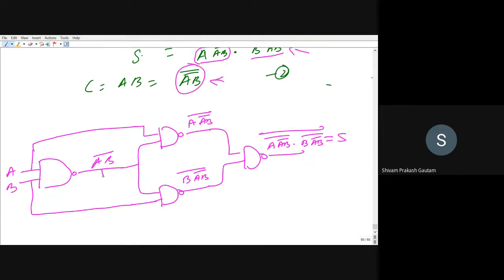Now we have to make carry as well, that is (AB)bar. You can see here we are getting (AB)bar, so you can short the input of a NAND gate and get carry. This will be (AB)bar bar, that will be AB. This is the circuit using universal gate, specifically NAND gate, and we have implemented half adder. Just check if any doubt is there. Okay, now I will be using NOR gate.